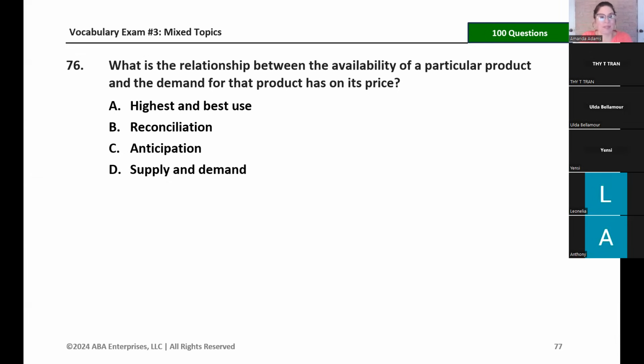All right. Number 76. What is the relationship between the availability of a particular product and the demand for that product has on its price? So what is that relationship there? How do we describe that relationship? What's that called? That's D, supply and demand.